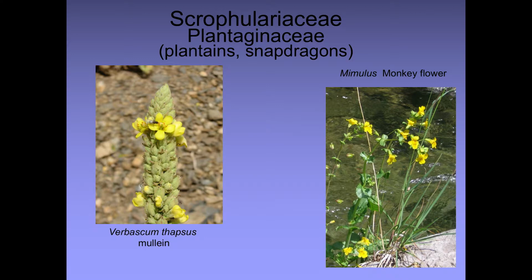Also in that family are the mulleins and the little mimulus monkey flowers you see by the streams. And the mulleins are different. They have a regular shaped flower, which is actinomorphic as opposed to the zygomorphic, the irregular flower.